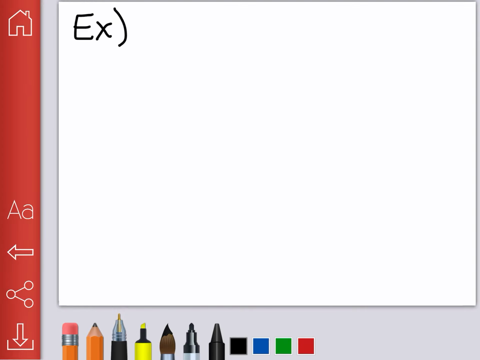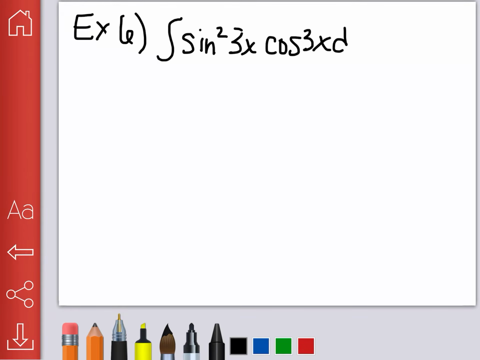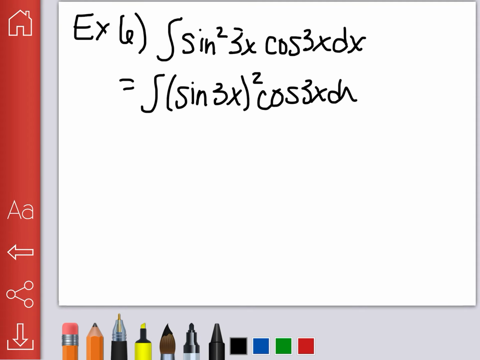Example 6. We have sine squared 3x cosine 3x dx. Now, remember, sine squared 3x is like saying sine 3x quantity squared, cosine 3x dx. So what we're actually going to do here is our u is going to be sine 3x.